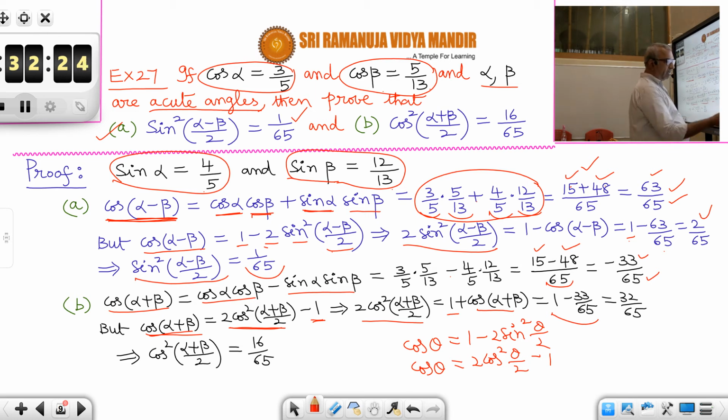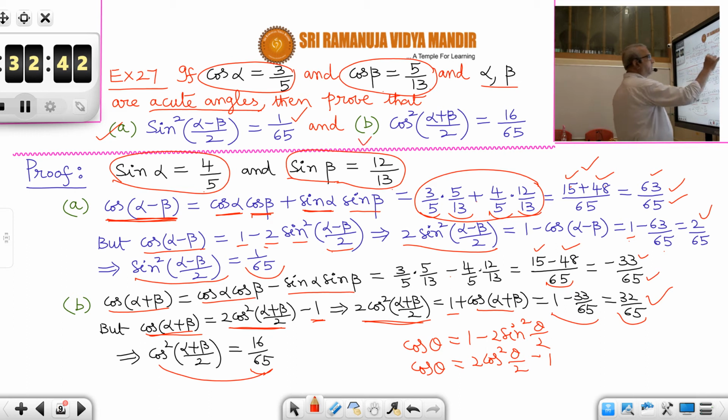So 65 minus 33, 32 by 65. But that is what? 2 cos square (alpha plus beta)/2. So dividing by 2, you get cos square (alpha plus beta)/2 is equal to 32 by 65 by 2, which is 16 by 65. So the second part: cos square (alpha plus beta)/2 is equal to 16 by 65.